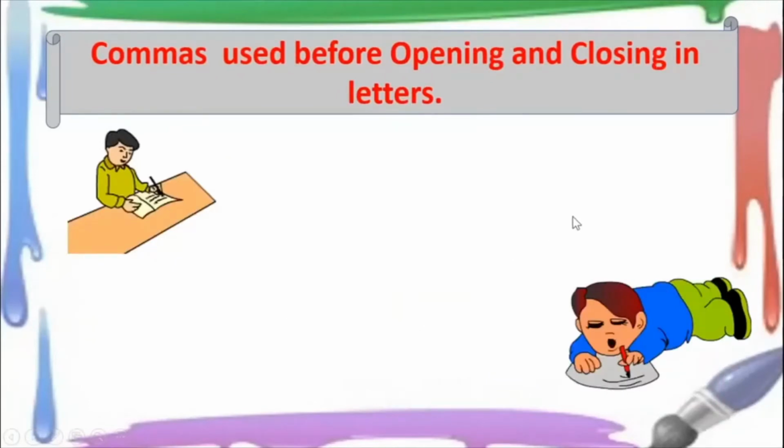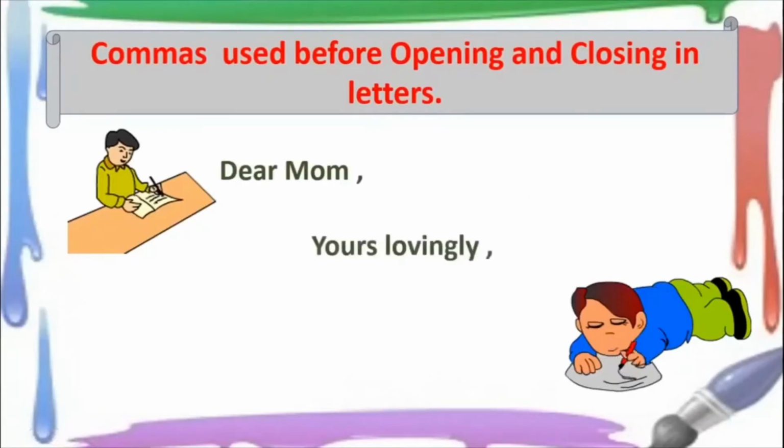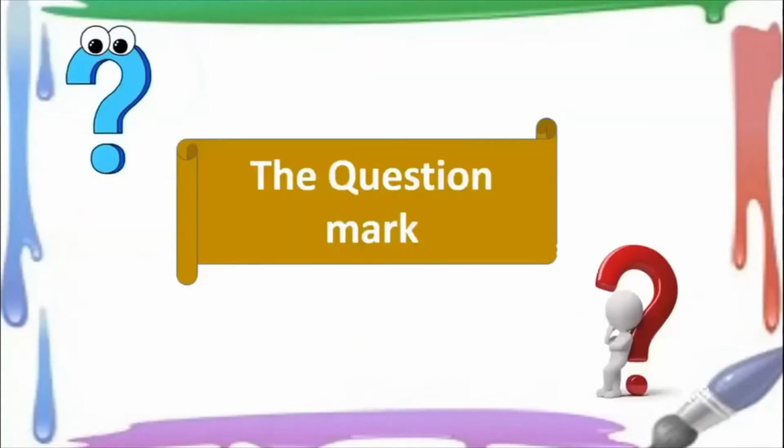Commas are used before opening and closing letters also. These two boys are writing letters to someone. So when you say, "Dear mom," you put a comma there. "Yours lovingly," when you want to end the letter, you put a comma there. "Respected sir," when you want to begin the letter, you put a comma there. Alright, so commas are used in openings and closings in letters. So these are the uses of the second punctuation mark that we have learned today, that is commas.